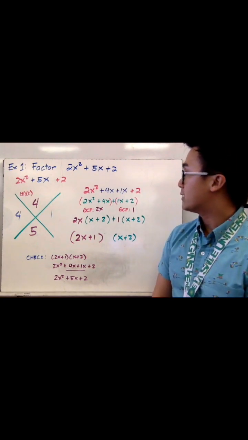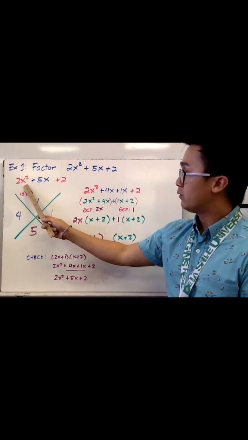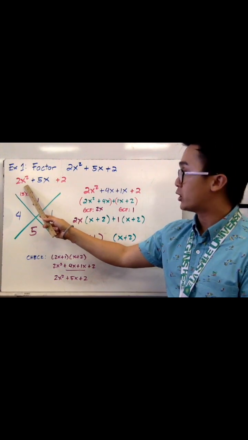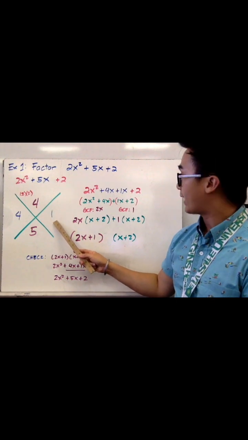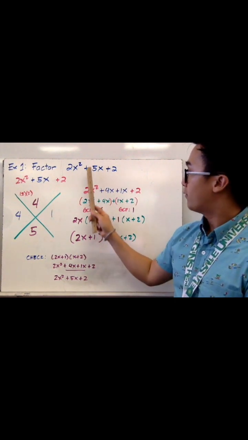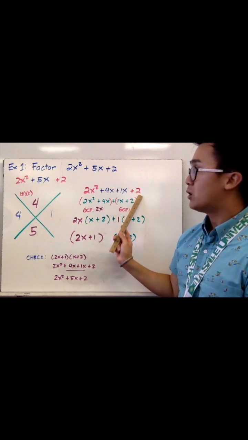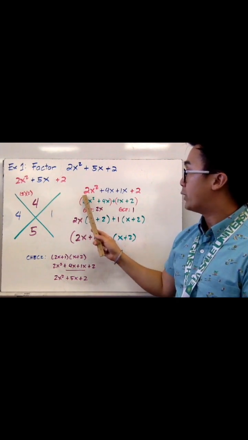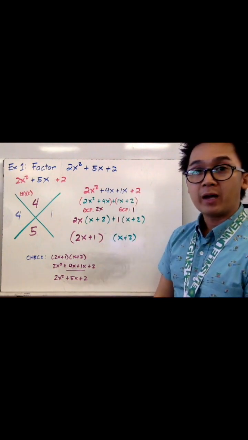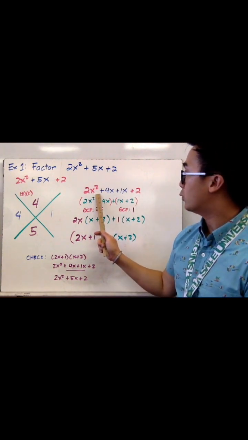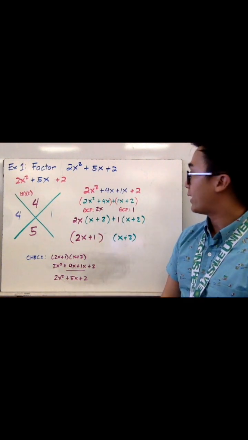The next stage is copying our original quadratic term, which is 2x squared, and then the new middle term will now be 4x plus 1x. So we're not going to use 5x anymore for the second stage. And the last term we just copy from the original. So our new polynomial will be 2x squared plus 4x plus 1x plus 2. By factoring by grouping, we're now going to group the first pair, which is 2x squared plus 4x, and the second pair, which is 1x plus 2.